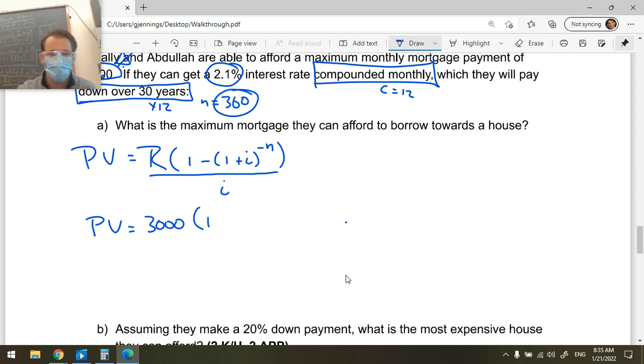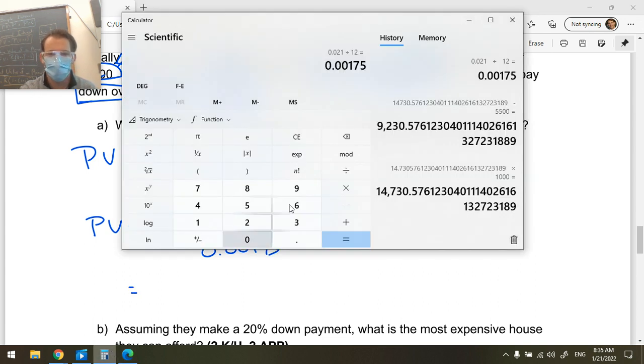So a lot of times. Bracket 1 plus i says 1.00175 raised to the power negative 360. And note this is raised to that power, this 1 minus is not, because that's what the formula says. All divided by 0.00175. And then I say, well, let's just plug and chug on the calculator.